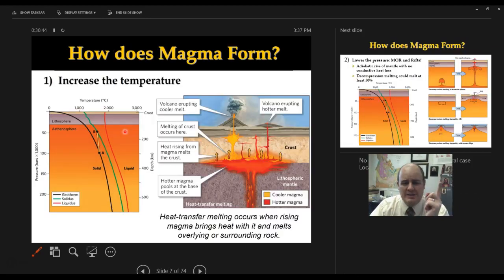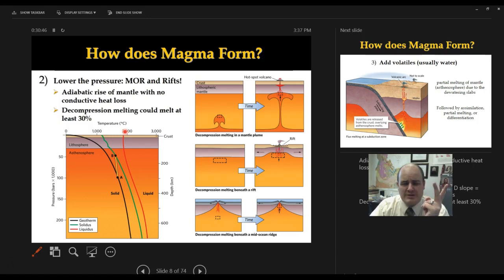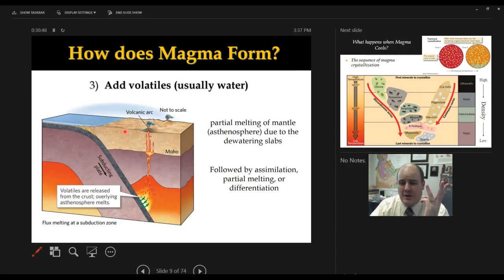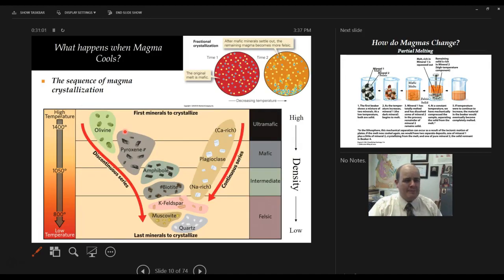You can increase the temperature, you can decrease the pressure, or you can add volatiles or add water. Okay. And we'll come back and talk about this in plate tectonics later, but this is something to remember. We'll discuss this again in our next unit when we talk about plate tectonics. Okay, so what happens when you actually have a magma melt?